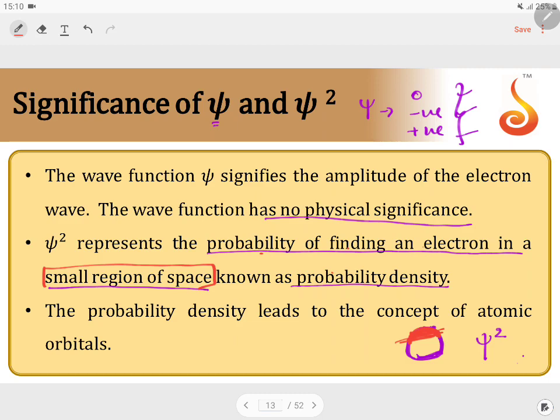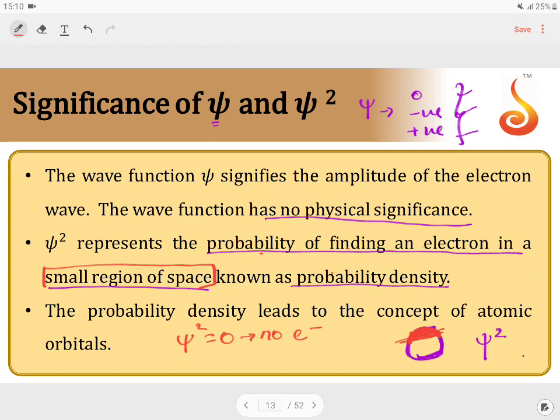That is also known as probability density. Now we know that the psi value can be 0, positive, or negative. Anyway, the square of a negative number gives a positive value, and here also you get a positive value. When you get the positive value, you can locate the position. For example, psi square equal to 0 means there is no electron there. The probability of finding the electron is 0. That means in that particular region, you cannot find the electron. So that's the significance of psi square.